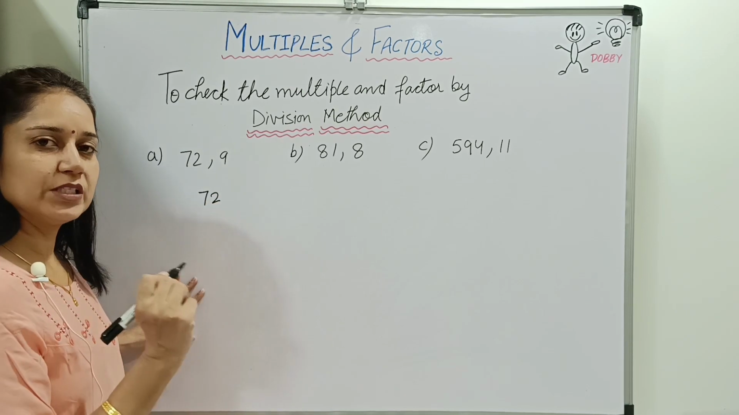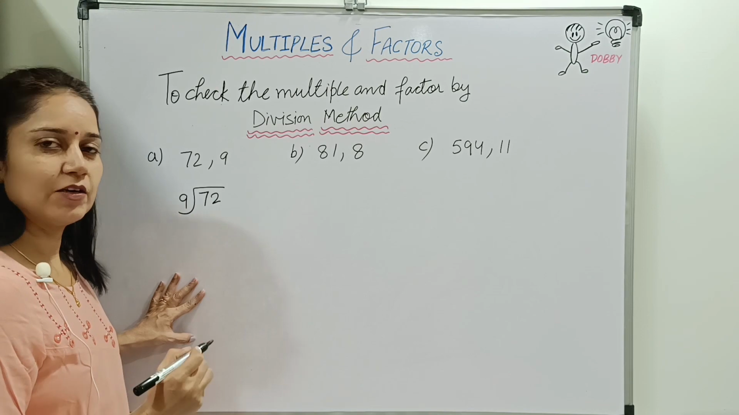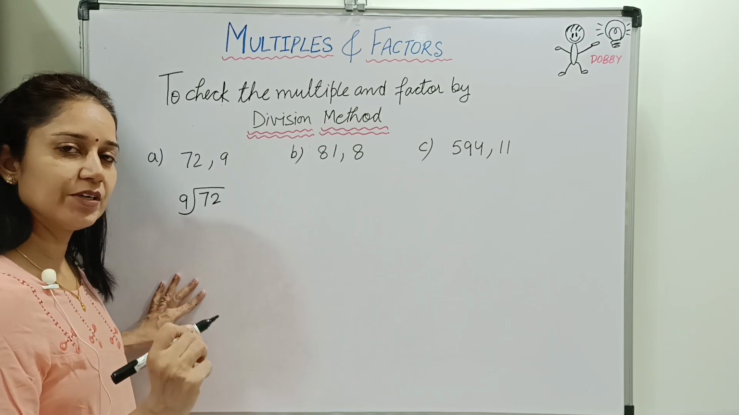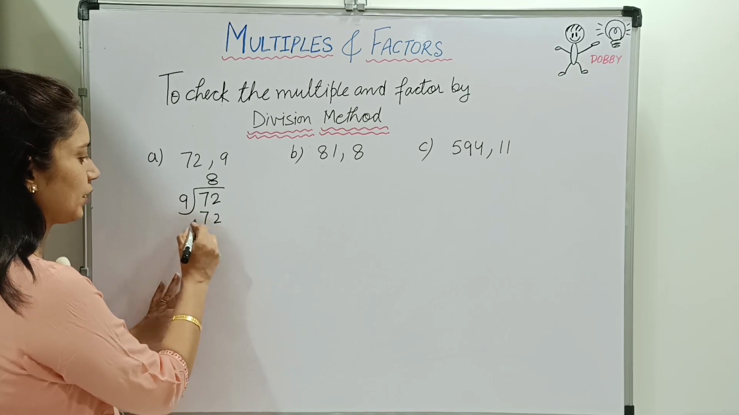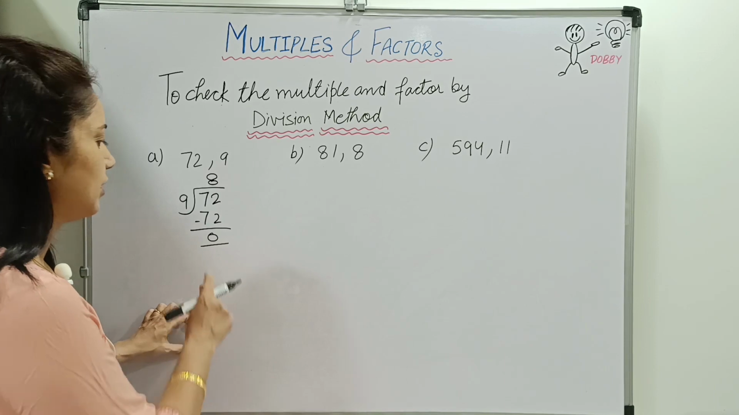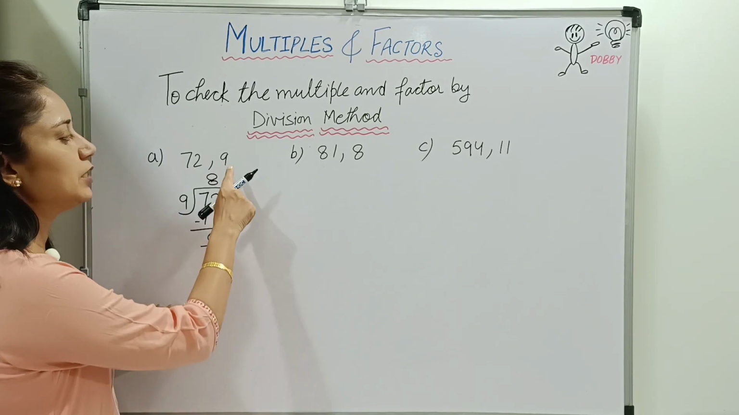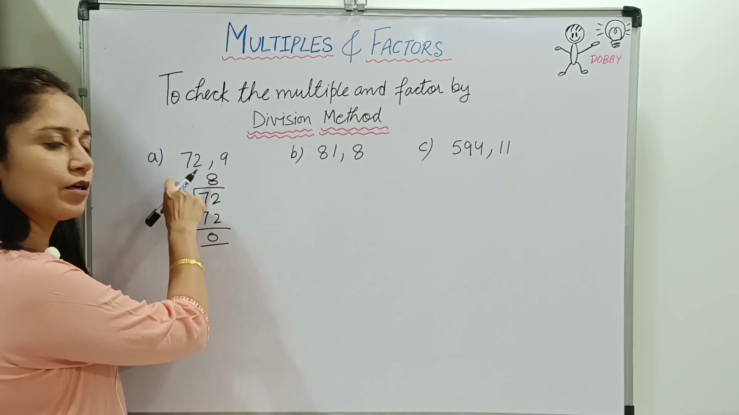The bigger number 72 is the dividend and the smaller number 9 is the divisor. Now let us check the table of 9 where 72 comes. 9 8s are 72. 72 minus 72, 0. So yes, when it is fully divisible, the smaller number is the factor and the bigger number is the multiple.